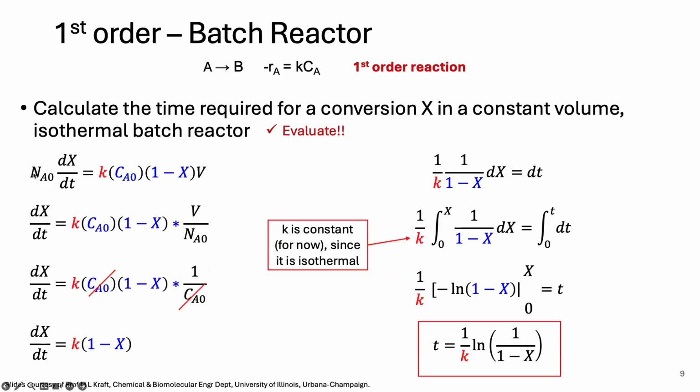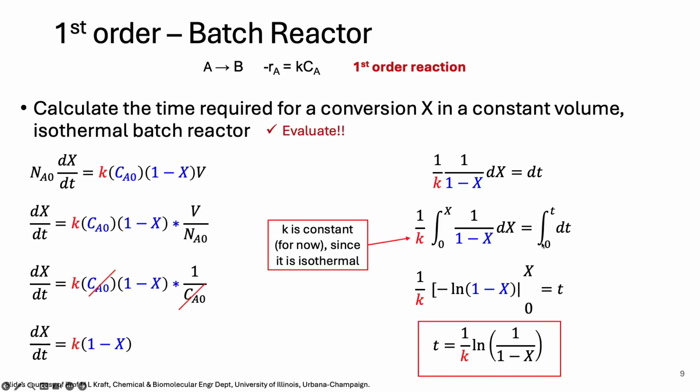So we can begin to simplify our expression. We divide by the number of moles initially, volume over the number of initial moles. That's equal to 1 over the initial concentration of A. Our concentrations cancel. We now then have an expression, dX/dt is k(1 minus X). And we can begin to solve that by collecting like terms. Okay, so we'll bring our conversion over here with dX. We separate our integral, and now we're going to integrate.